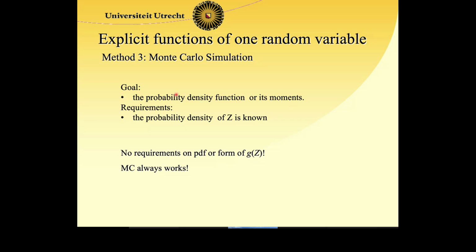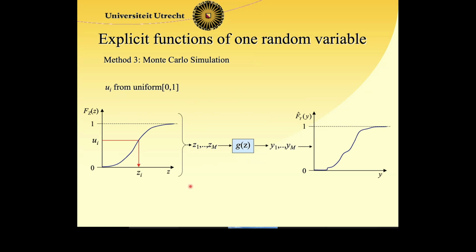And the only requirement is that you know the probability density of z. There's no requirement on what the form of this probability should be. It can be any form. And also the function can be any form. So it can be even non-differentiable, non-monotonous, non-invertible, it can even be a fractal function if you want to, and you could still use Monte Carlo. So in this case, any function will do, and it's a very simple procedure.